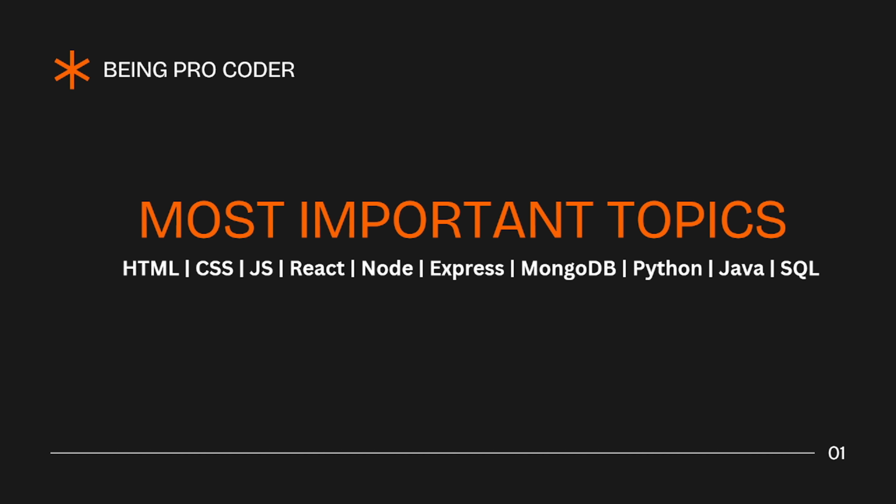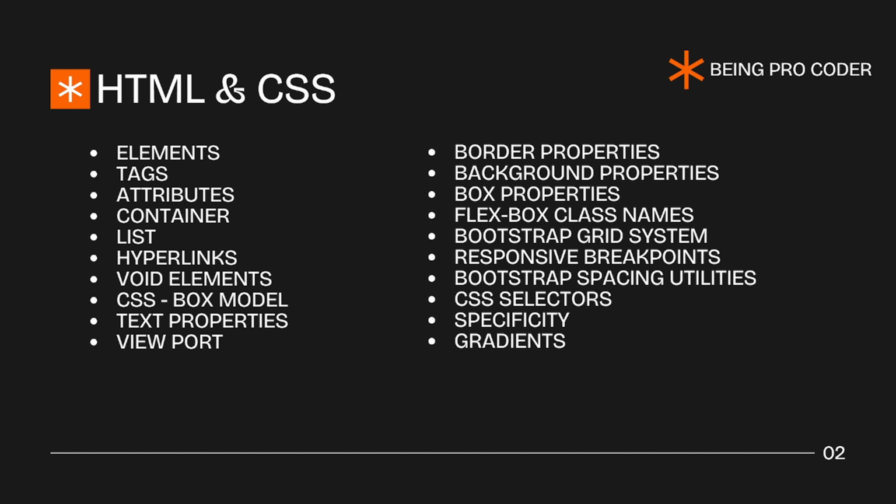Let's get started. Starting with HTML and CSS, we have topics like elements. In elements, we can learn about header elements, paragraph elements, and button elements. Coming to the tags, we'll get a deep understanding of the image tag, span tag, and the table tag.